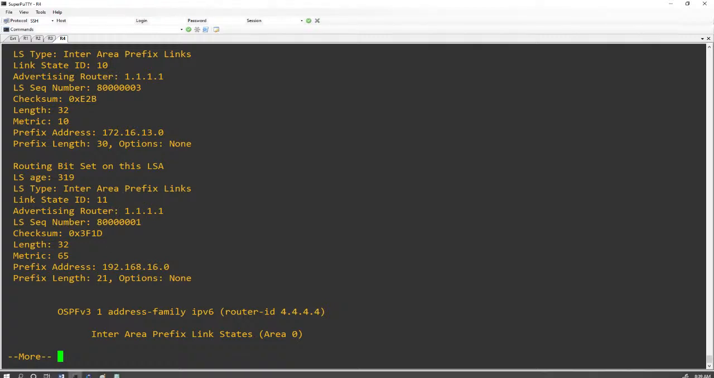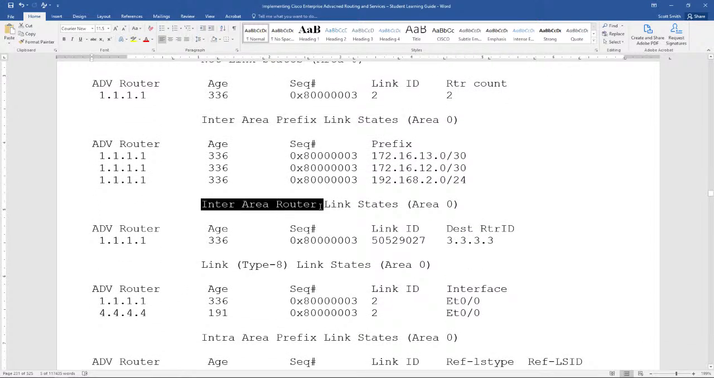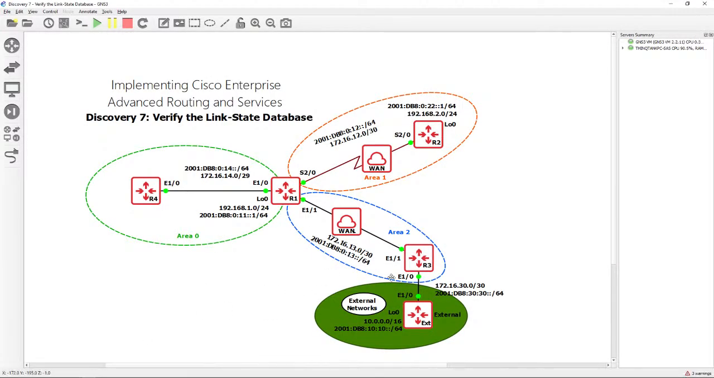All right? Now let's take a look at the inter-area router link states. These are my type 4 LSAs. You will only see type 4 LSAs if there's an ASBR. That's it. Type 4 LSAs represent reachability to the ASBR.